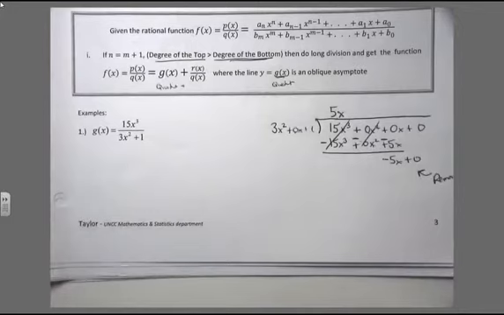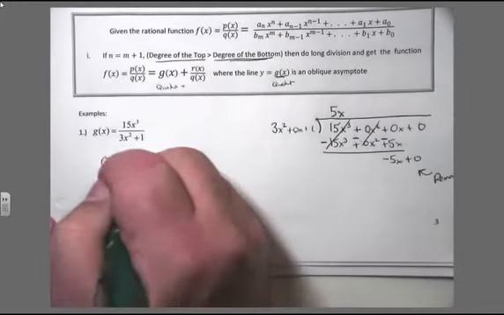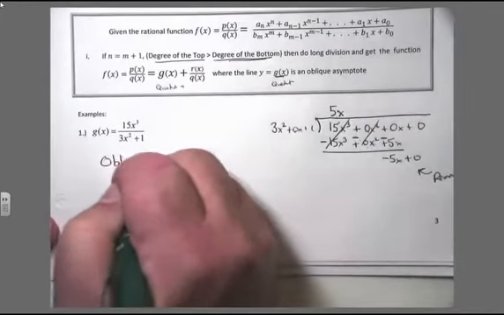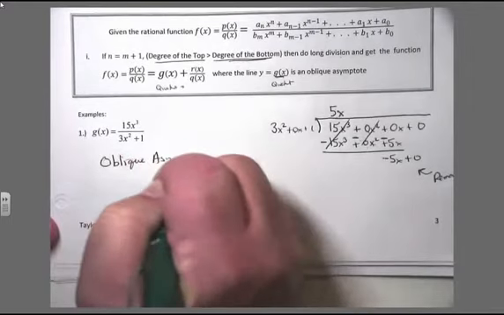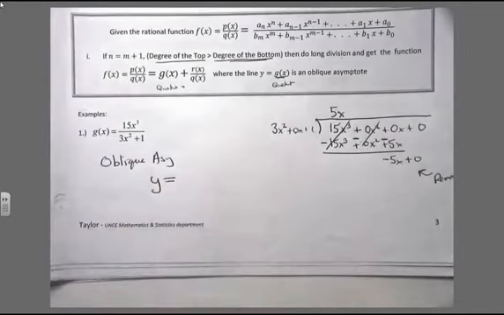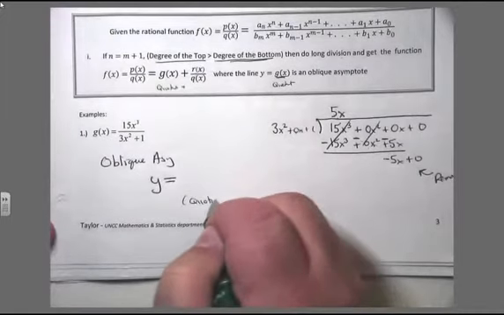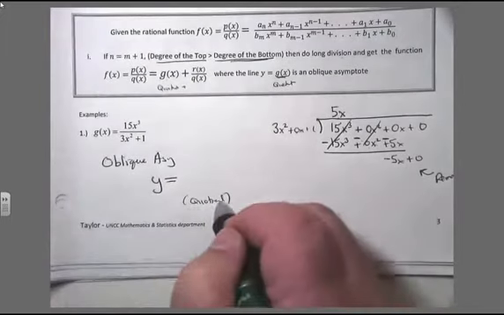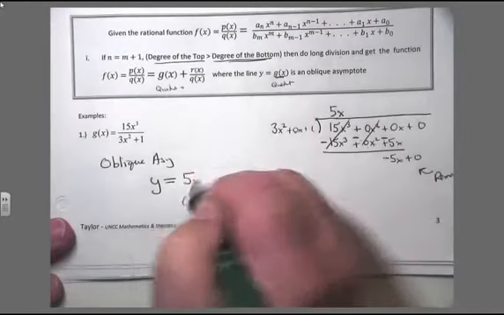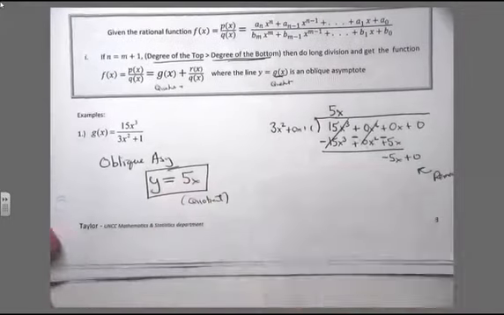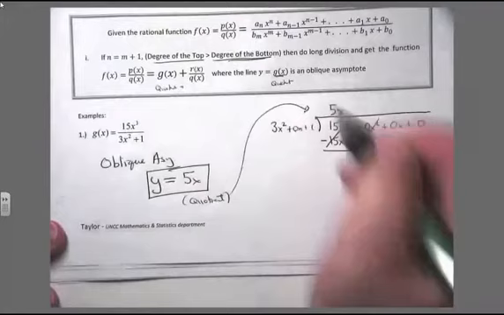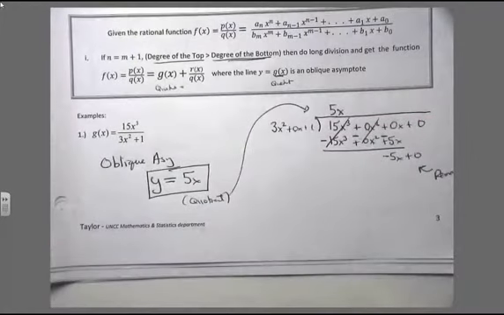But the question is, what is the oblique or slant asymptote? It's y equals the quotient. What was the quotient in the long division that we just played with? 5x. The answer is y equals 5x, the quotient. Does that make sense? This is how you find slant asymptotes.